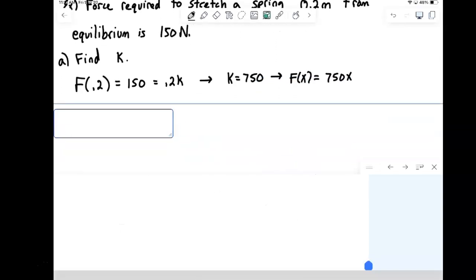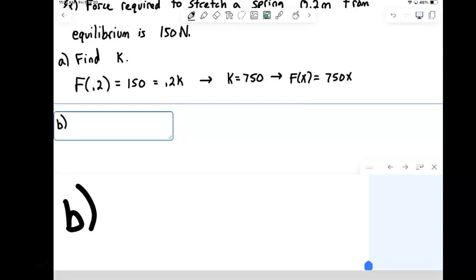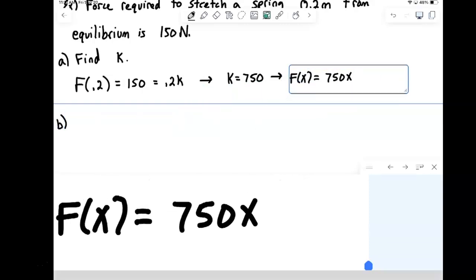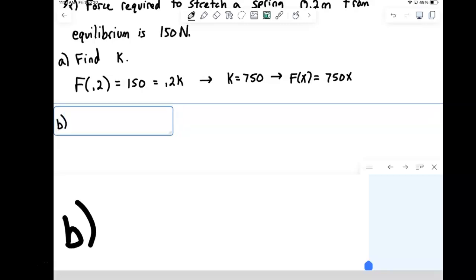So now we ask some questions about this. Now that we have our force function, we know if we stretch it a whole 1 meter, that's going to take 750 newtons to do that. 2 meters would take 1,500 newtons of force.